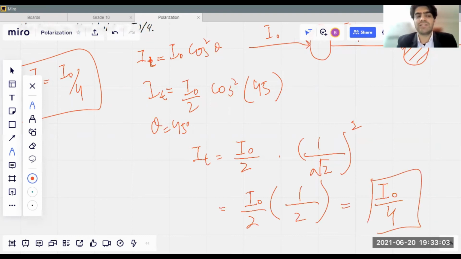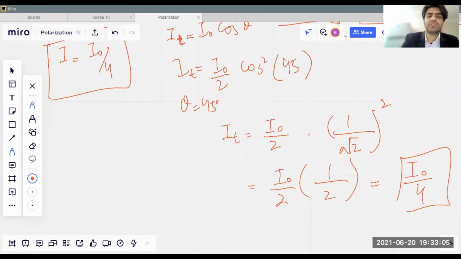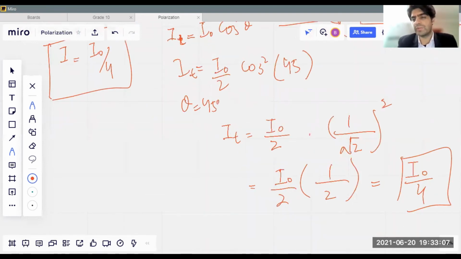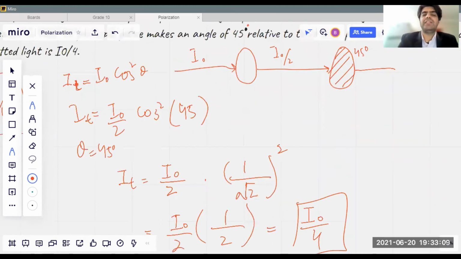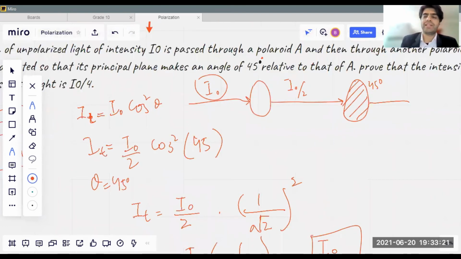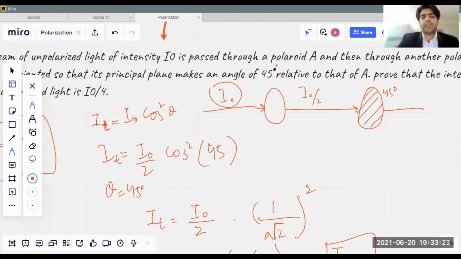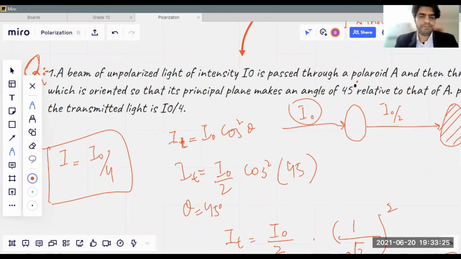So that explains that the intensity is going to be 1/4th. Meaning, the total intensity of unpolarized light is going to be 1/4th whenever it is transmitted by two polarizers, in which one polarizer is placed at 45 degrees. This is your Malus law. Hope you understand this whole question.